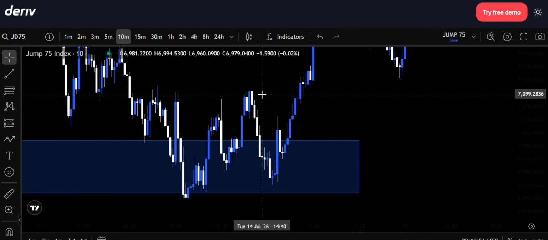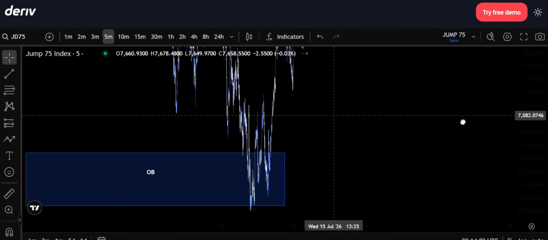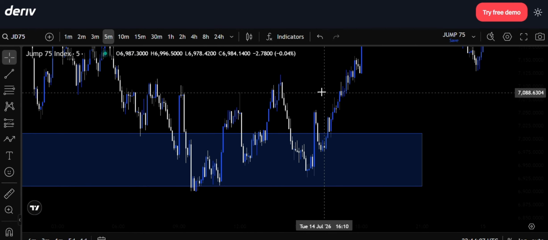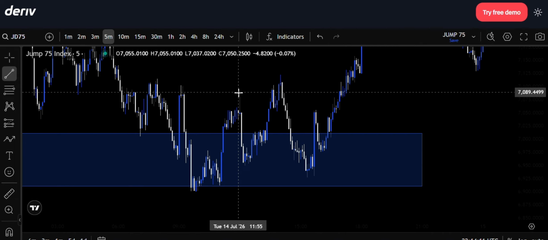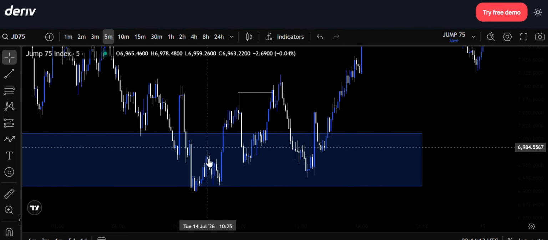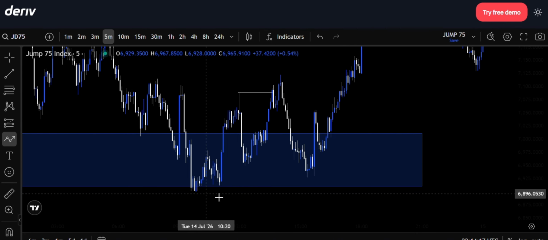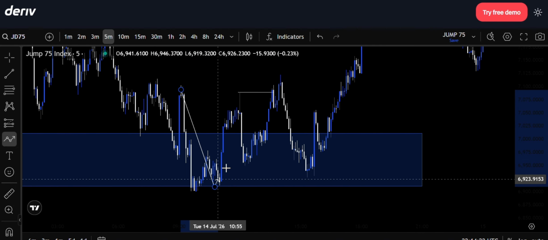It's not very clear. Okay, but let's check the 5-minute time frame. So now coming down to our 5-minute time frame, we see that it was so clear here. We saw that there was a break of structure here to the upside. Okay, so price did this. So we have price coming in here.